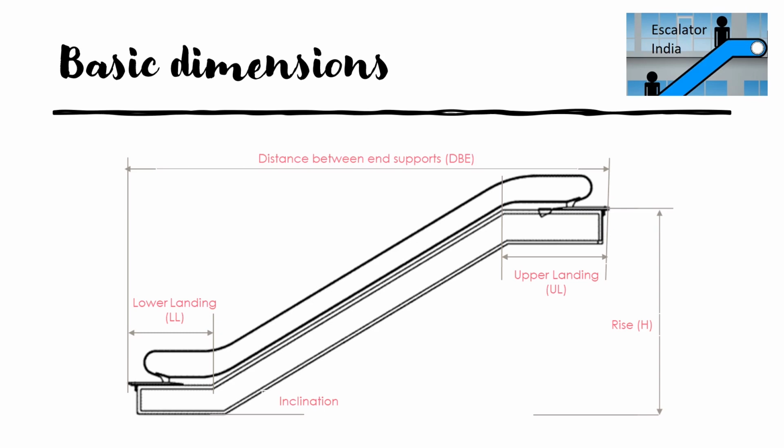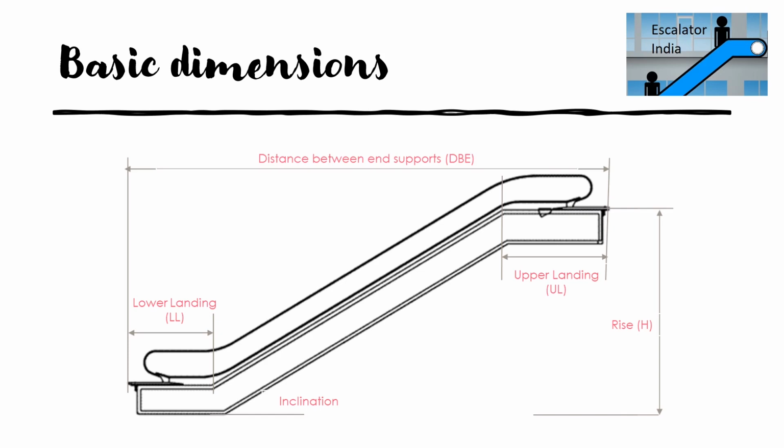Rise, what is the rise? Rise is the floor-to-floor distance. For example, if the escalator is on the ground floor and going to the first floor, the FFL of the ground floor to the FFL of the first floor, that distance is called the rise.